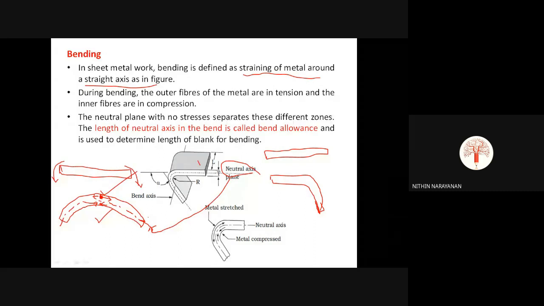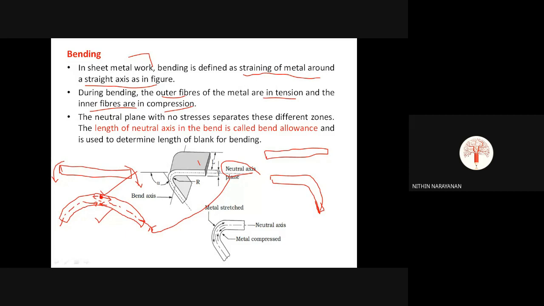During bending, the outer fibers of the metal are in tension and the inner fibers are in compression. The neutral plane, with no stress, separates these two regions. The length of the neutral axis in the bend is called the bend allowance.